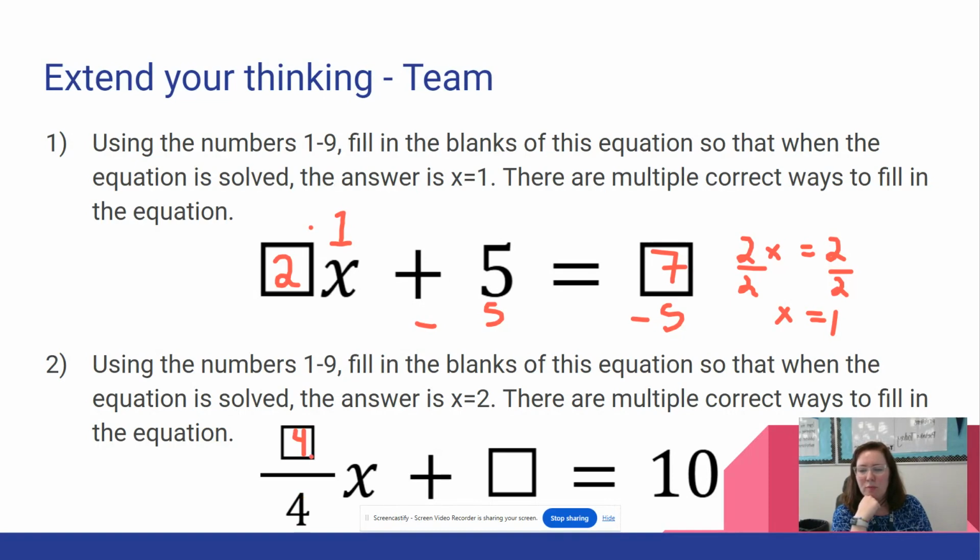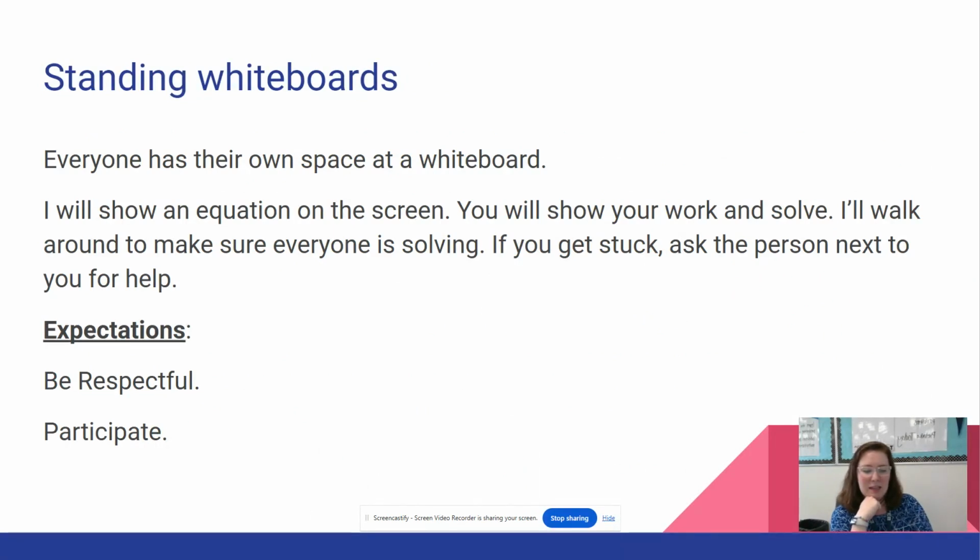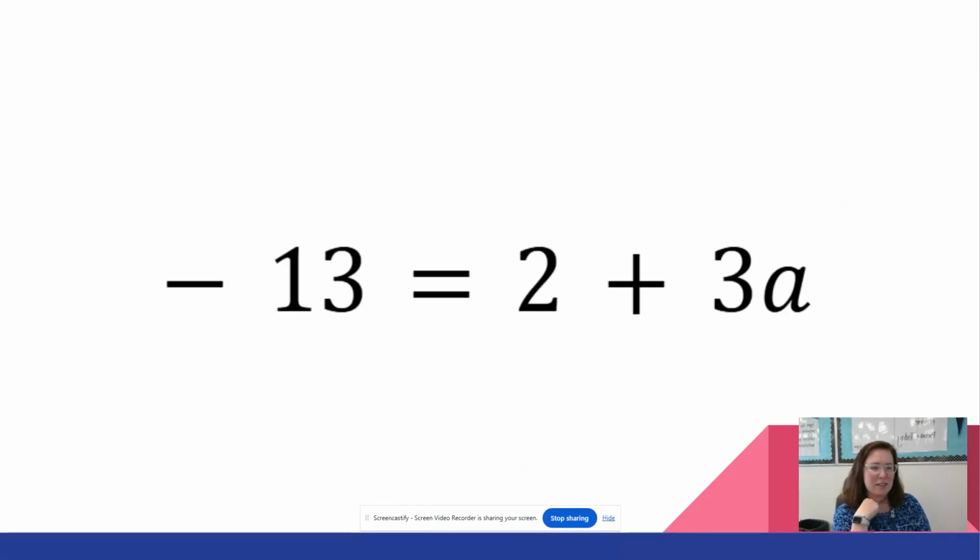Okay? So 4 divided by 4 is 1, and I know this is also going to end up being a 1. So 1 times 1 is 1, plus, it has to be plus 9 to get 10. This is not the only option we could have chosen, but this is one correct answer. Okay, now we have some more practice.